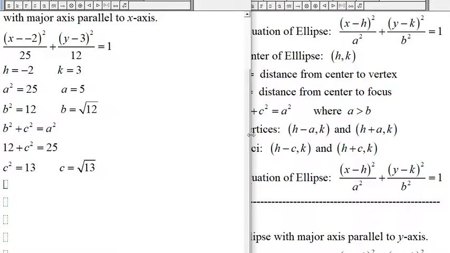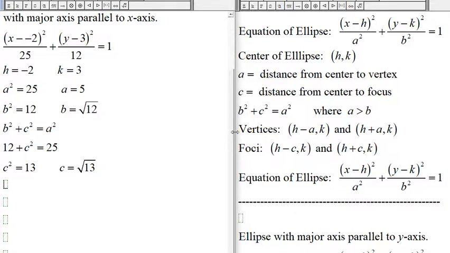And so now we can find the center, vertices, and foci. So the center will be (h, k), which would be (negative 2, 3).